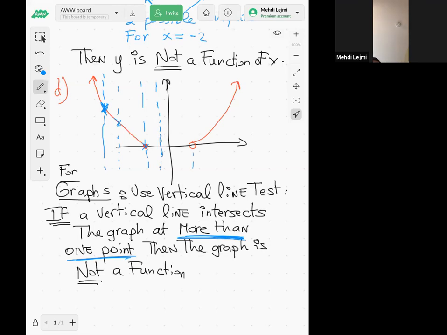Here, same, it doesn't intersect the graph. This empty dot means that the point is excluded, so this vertical line doesn't intersect the graph, which is fine. Here, same, it intersects at 1 point. Your vertical lines are going to either intersect the graph at 1 point or no point. In both cases, it's fine. So this graph is a function, right? So the answer here is that the graph is a function.